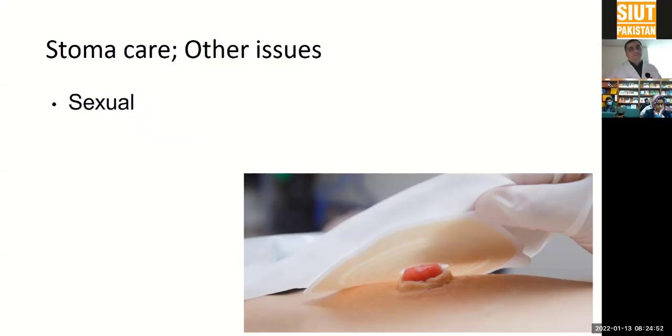Okay. What about his sexual activity? A patient with a stoma, is it contraindicated to have sex? I'm asking, is it contraindicated for them to have sex? Dr. Sher Shah, what can you tell your patient who has a stoma about resuming his sexual activities?